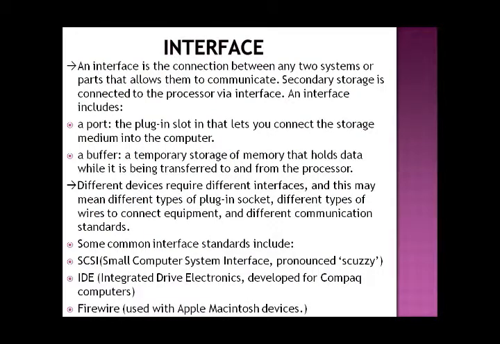So now we're going to discuss an interface. An interface is the connection between any two systems or parts that allows them to communicate. Secondary storage is connected to the processor via interface. An interface includes a port, the plug-in slot that lets you connect the storage medium to the computer, and a buffer, a temporary storage of memory that holds data while it is being transferred to and from the processor.